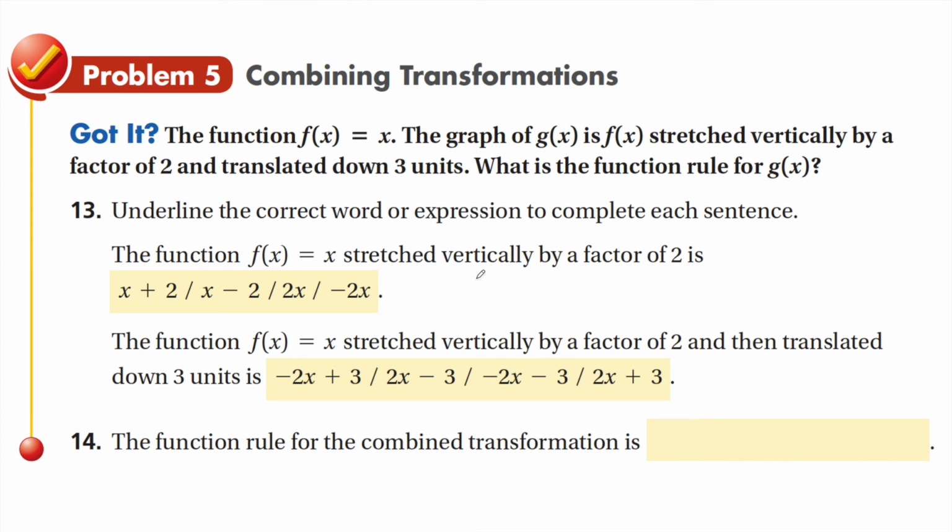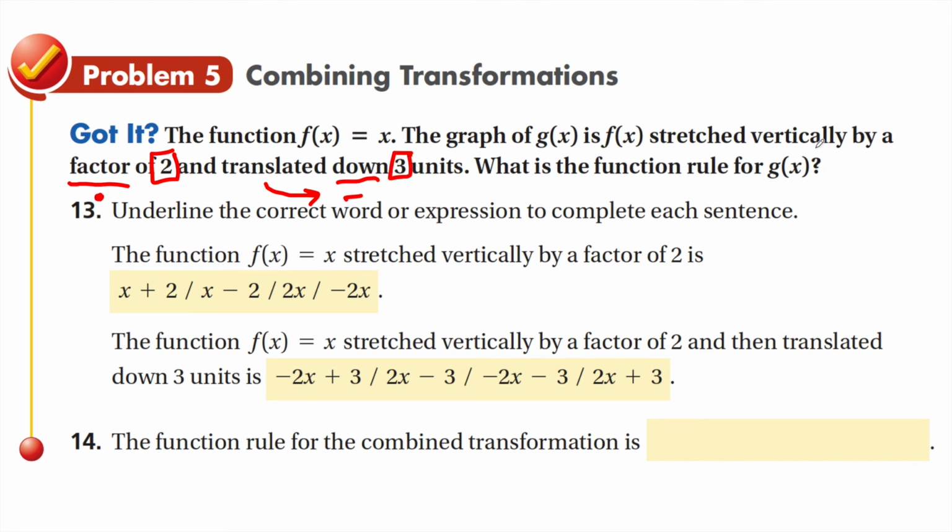And problem number 5, combining transformations. The function f of x equals x. The graph of g of x is f of x stretched vertically. All right, so we're stretching something vertically by a factor of 2. Factor means multiplication. 2 means that we're going to be multiplying by 2. Translated down. Down represents subtraction when we're talking about translation. So we're going to be subtracting 3 units.